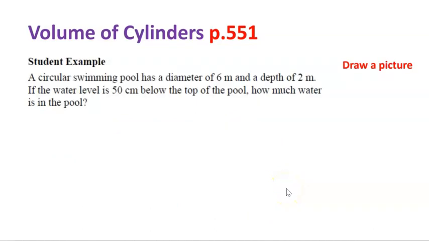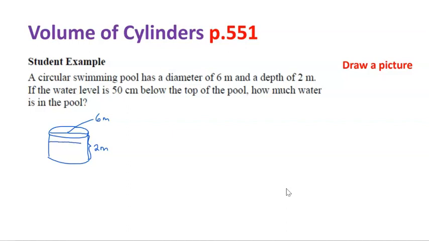For the student example, we have a different word problem. A circular swimming pool has a diameter of 6 meters and a depth of 2 meters. So I'm going to start to draw the picture of the circular swimming pool. And so I'm going to label it. The diameter all the way across is 6 meters, and the depth, which is also the height, is 2 meters. If the water level is 50 centimeters below the top of the pool, how much water is in the pool?